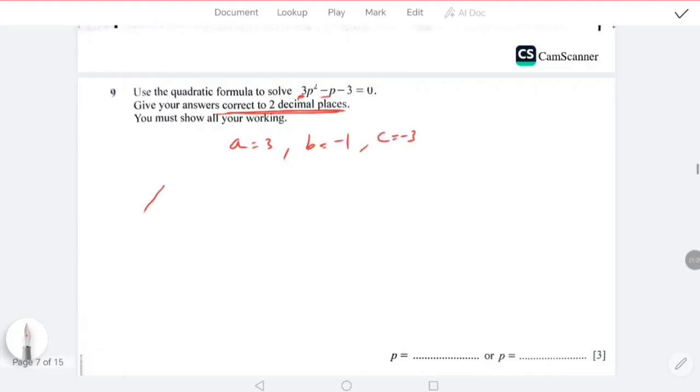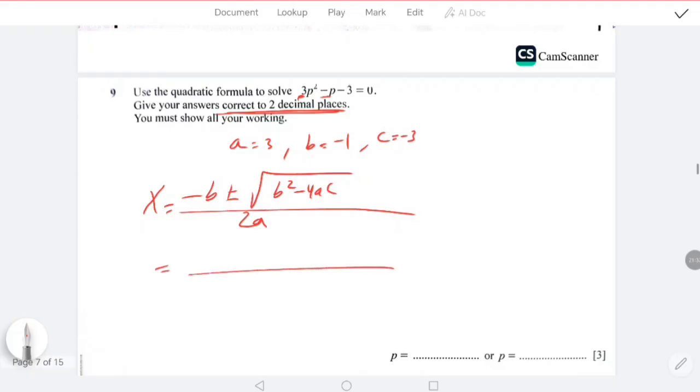So to make it easy for yourself: minus B plus or minus the square root of B squared minus 4AC, divided by 2A. So negative, look here, negative plus or minus the square root of B squared. When you see -1 squared, make it in brackets, minus 4 times A times C. Take care here.